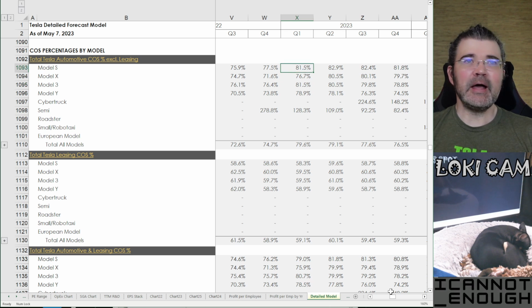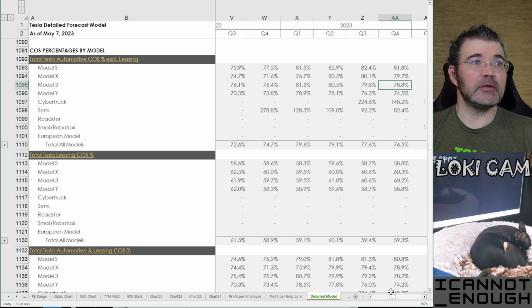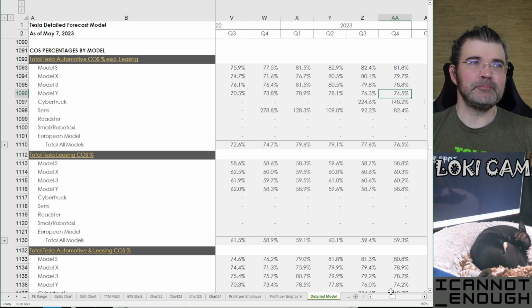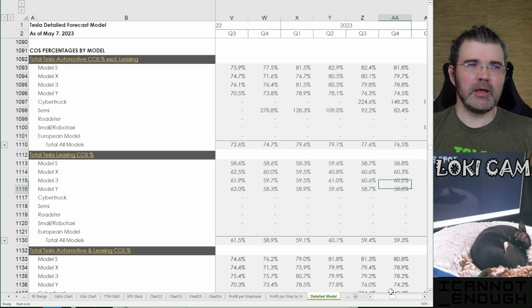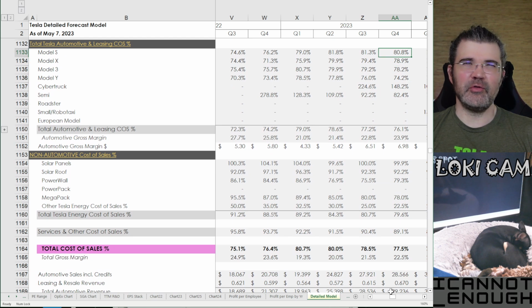So we've got Model S in total, kind of settling into that 82% range is what's in my forecast, with Model X a little bit better, around 80%. Model 3 hanging around 80%. Model Y a little better, highest volume model. A little bit more pricing power on the Model Y than you have in the Model 3. Probably about the same cost per vehicle, so that makes sense. Cybertruck pretty high, Semi pretty high. And that gets you to these total combined cost of sales percentages, including leasing. That's where you get to your totals.